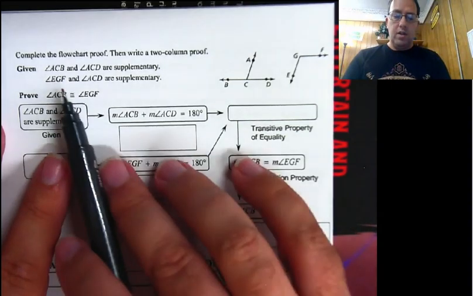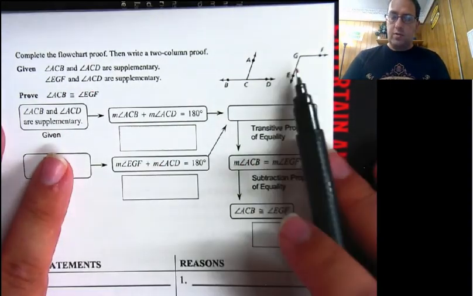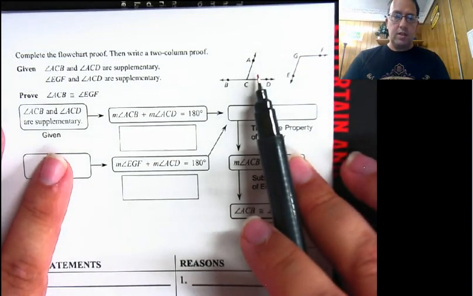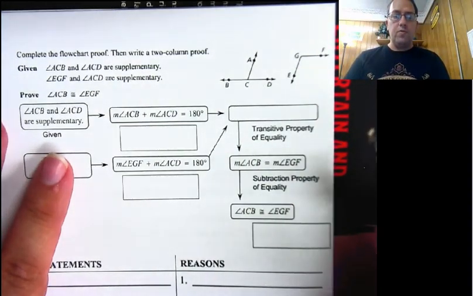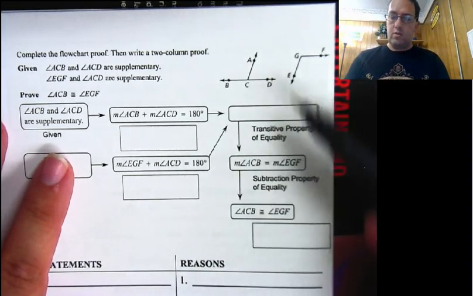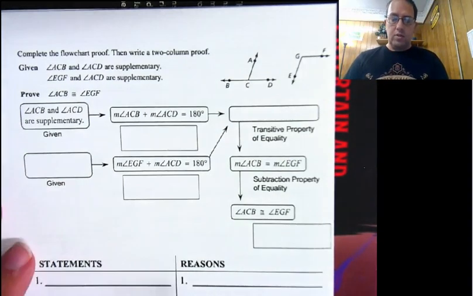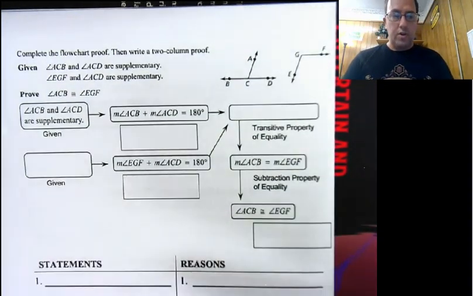We are given that angle EGF and angle ACD are supplementary. So EGF is supplementary to ACD. What we want to prove is that angle ACB is congruent to angle EGF. So we want to prove that this angle is congruent to that angle. So, here we go. Start off with our givens.